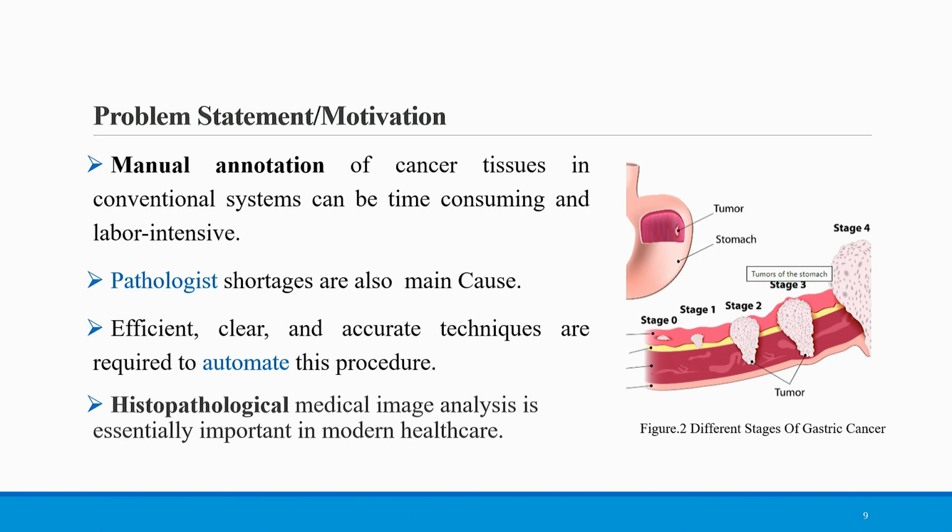In the previous traditional system, when any pathologist needs to diagnose a cancer patient, they need to spend a lot of time to check the person's image, whatever data they get, and go in depth to decide whether it's cancerous or not cancerous. So it is a very time consuming process, and pathologist shortage is also the main reason for this deep learning method.